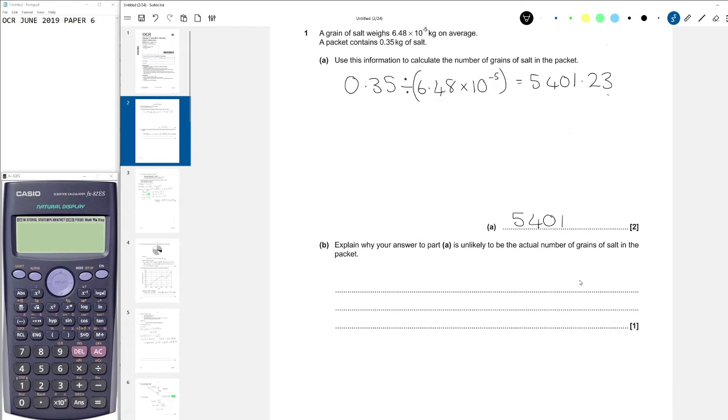B. Explain why your answer to part A is unlikely to be the actual number of grains of salt in the packet. Well, with this one, because it says a grain of salt weighs this much on average, there could be a variation in size. So I would write something like this. There may be a variation in size which will affect the answer.